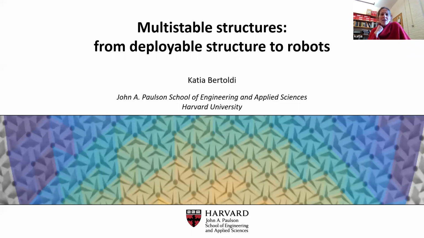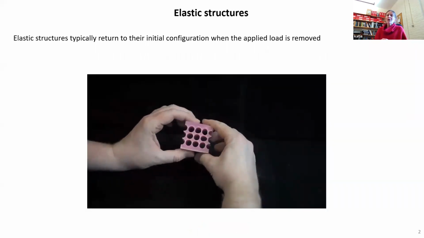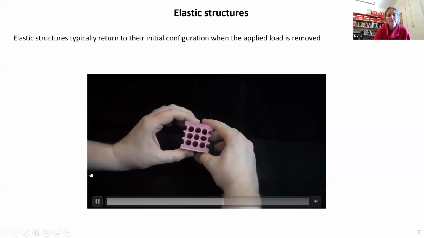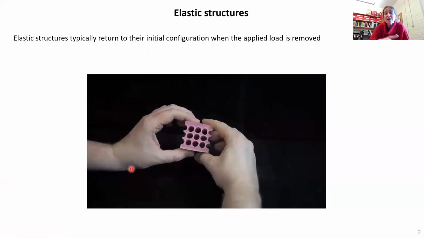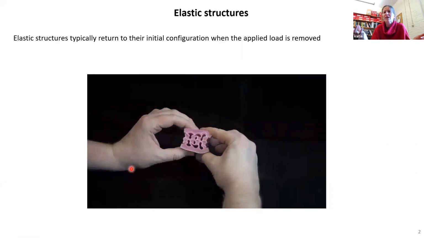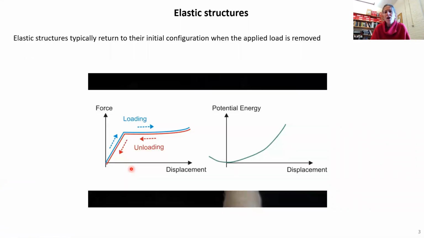Yes. So today, what I'm gonna tell you is about some recent projects in the lab about multistable structures. So let's get started. The talk is about elastic structures, structures made of elastic materials. And these structures are known to go back, as soon as you remove the load, to the initial configuration. Here you can see an example. This structure is made of rubber. And why is that? Well, the force displacement curve will be non-linear, with large deformation, but the potential energy has a single minimum, and typically it's in the undeformed configuration.